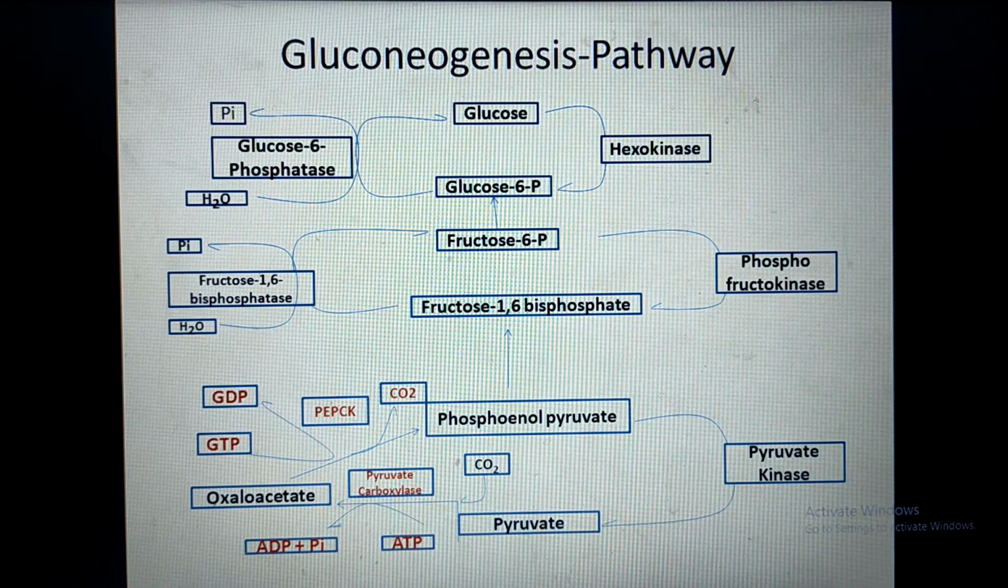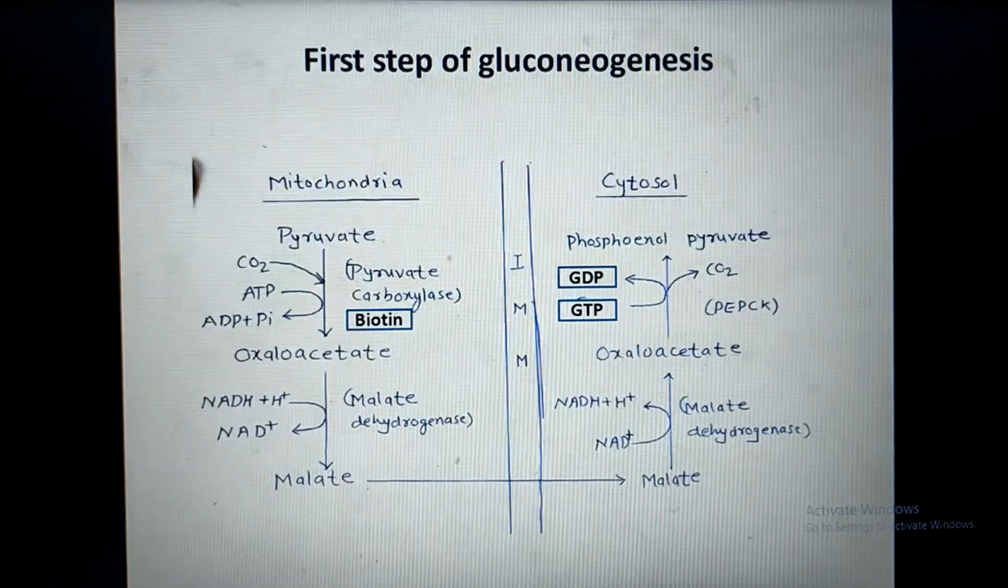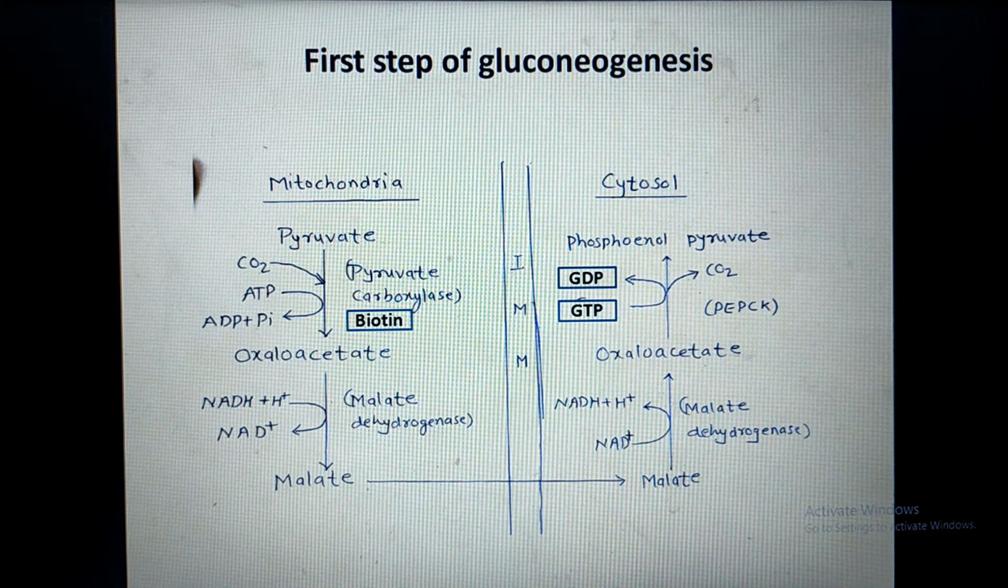So these are the 3 steps: conversion of pyruvate to phosphoenol pyruvate; second, conversion of fructose 1,6-bisphosphate to fructose 6-phosphate; and the third irreversible step, conversion of glucose 6-phosphate to glucose. So we will study only these 3 steps here. This is the first step of gluconeogenesis, in which pyruvate is converted into phosphoenol pyruvate.